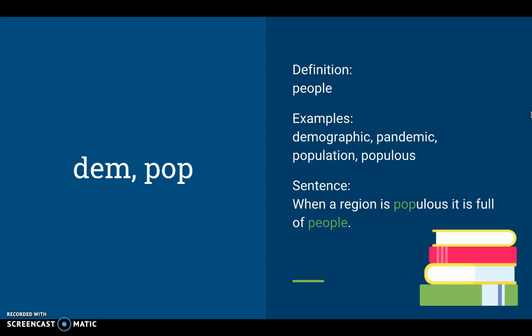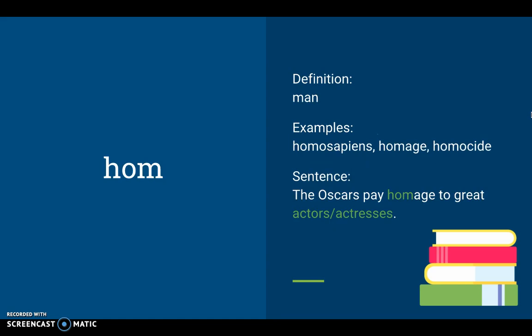Alright, so go ahead and pause the video, write any extra notes you need to, and move on to the next one. So our next one is hom. Hom means man. So some examples are Homo sapiens, homage, and homicide. So go ahead and pause the video, write down the definitions of those examples, and then we'll move on together with one of the examples.